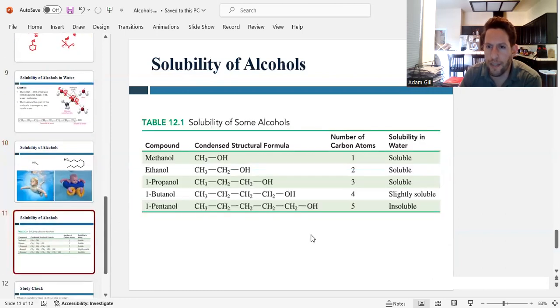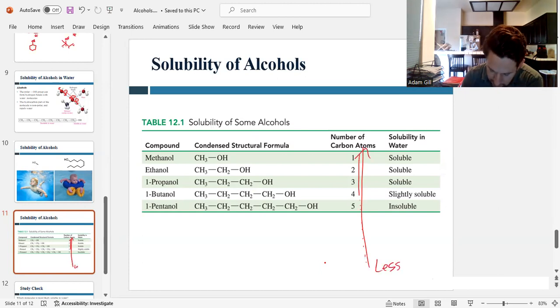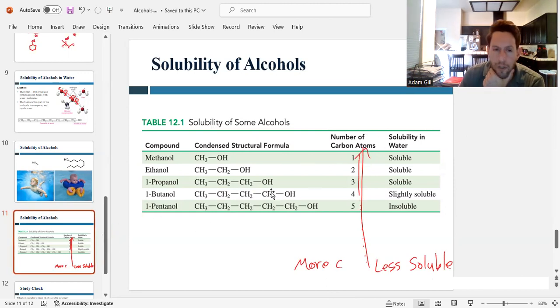And the general trend is alcohols up to 3 or 4 carbons are soluble. And then beyond that, it's diminishing returns. So more solubility with fewer carbons. So less soluble with more carbons. And more soluble with fewer carbons.